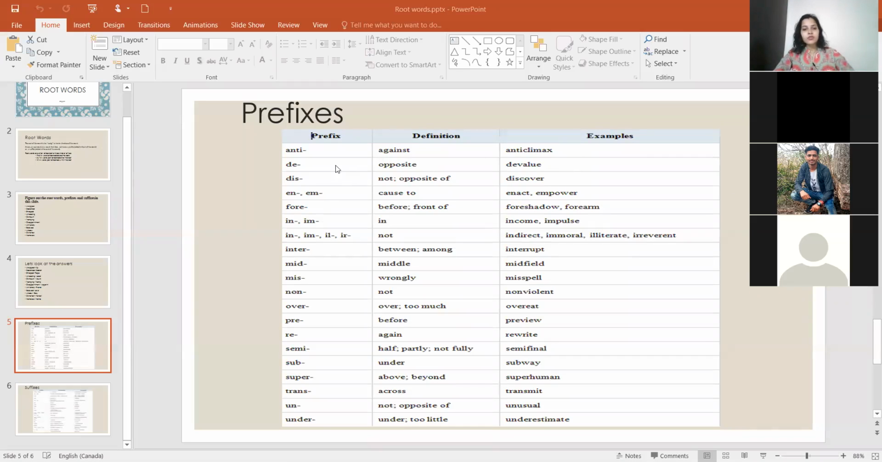So let's move to dis. Dis means opposite of, right? Or it means not. So what examples can you think of with the prefix dis?